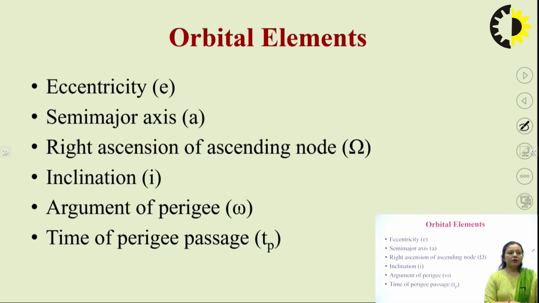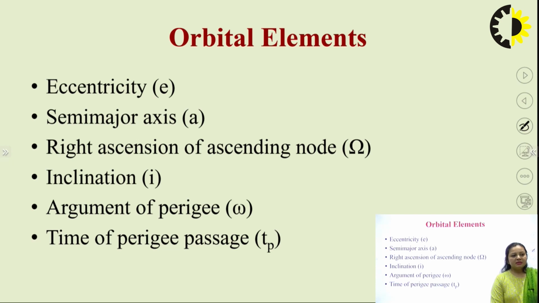Next, we are going to discuss the orbital elements. These are the major orbital elements related to locating a satellite in an orbit. First is the eccentricity, then semi-major axis, right ascension of ascending node, inclination, argument of perigee, and time of perigee passage. Eccentricity gives a measure of how circular your orbit is, or how perfect an ellipse it is.